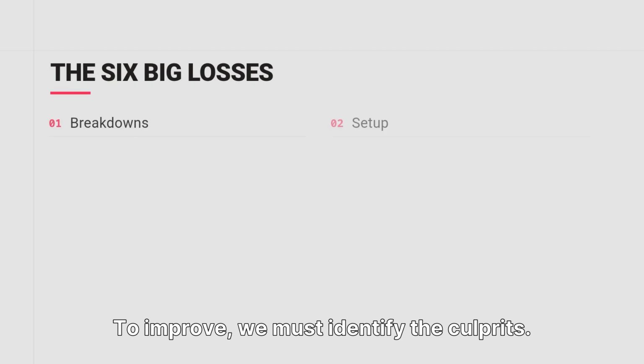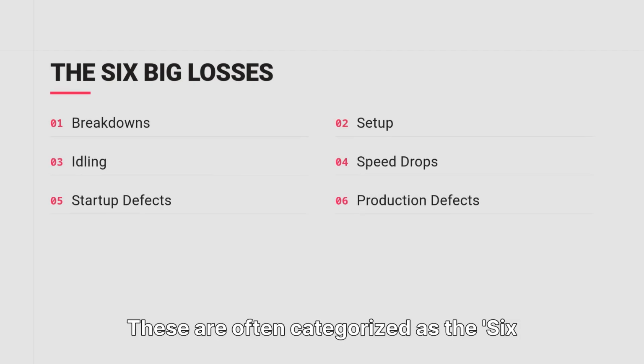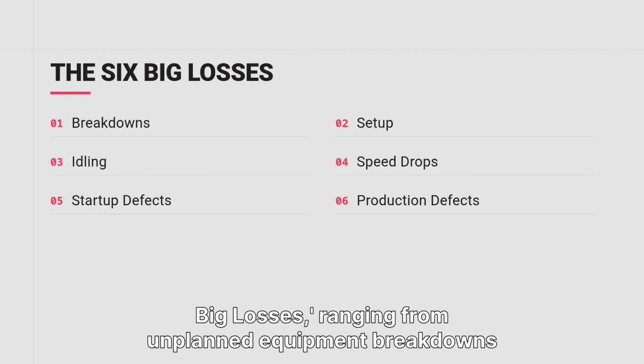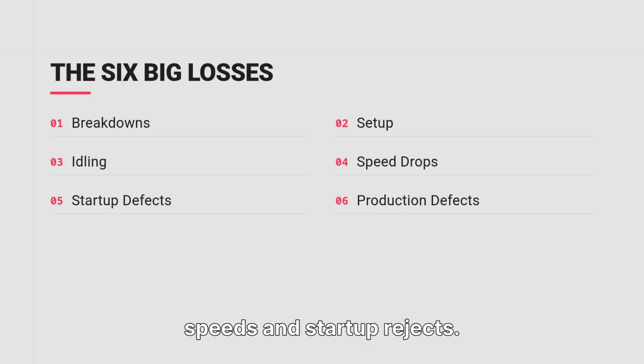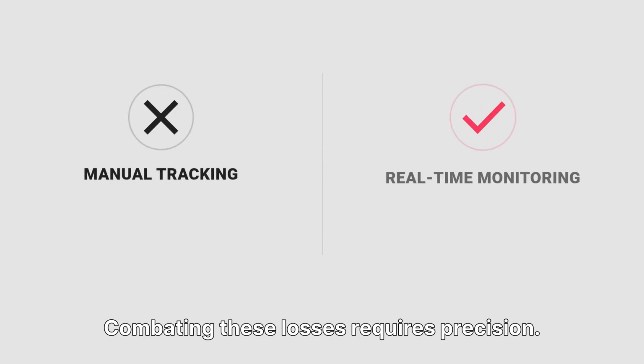To improve, we must identify the culprits. These are often categorized as the 6 big losses, ranging from unplanned equipment breakdowns and long setup times to reduced running speeds and startup rejects. Combating these losses requires precision.